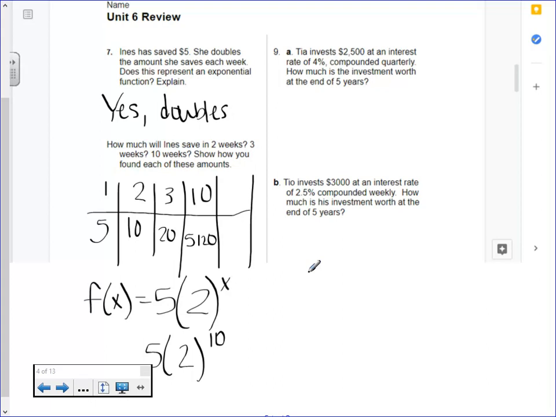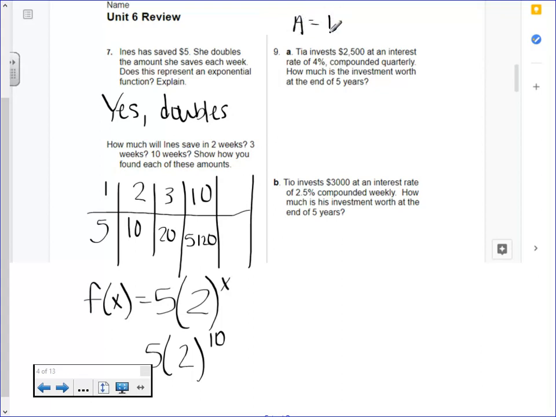Okay, now we're going to go to number 9A. Tia invests $2,500 in an interest rate of 4% compounded quarterly. How much is the investment worth at the end of 5 years? So this is compound interest, and it tells you that. Basically, it tells you that you compound quarterly. So if it ever says compound, you know that you're using the compound interest formula, and I'm just going to write it down for you.